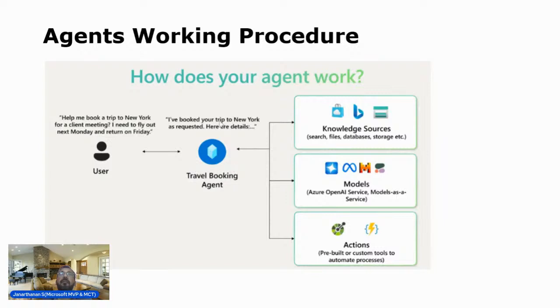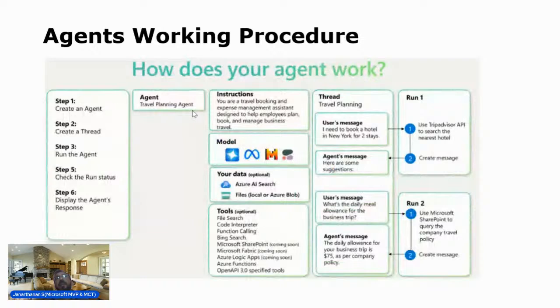So under the travel booking agent, we have three extensive elements of your agent. One is the knowledge source, that is your tool. The second one is your action tools. The third one is your model. So these three are required in order to build any type of agent in Microsoft Azure AI Agent Service.